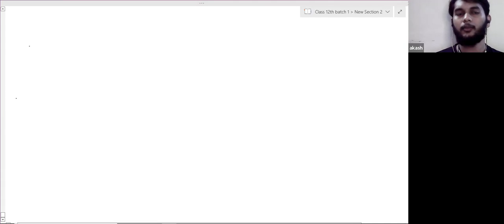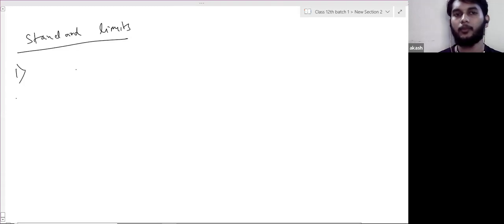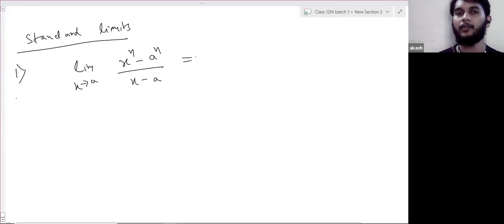The last method to evaluate limits is standard limits. And this is very important. This you have to know anyhow. The first formula is limit x tending to a, x raised to the power n minus a raised to the power n upon x minus a. Does anyone know what the formula for this is? This is n a raised to the power n minus 1.